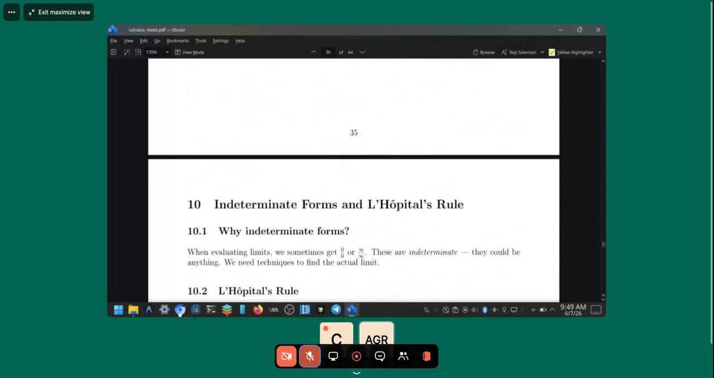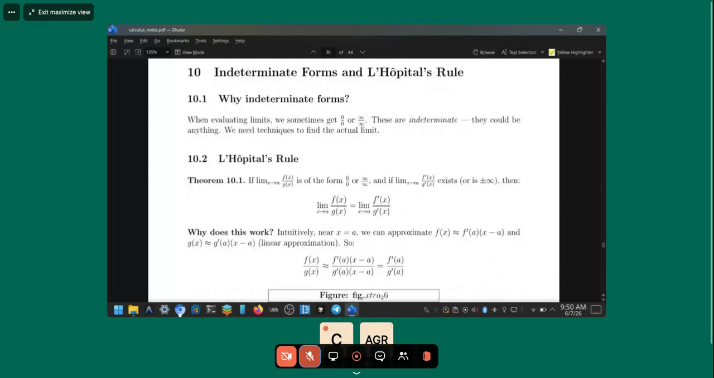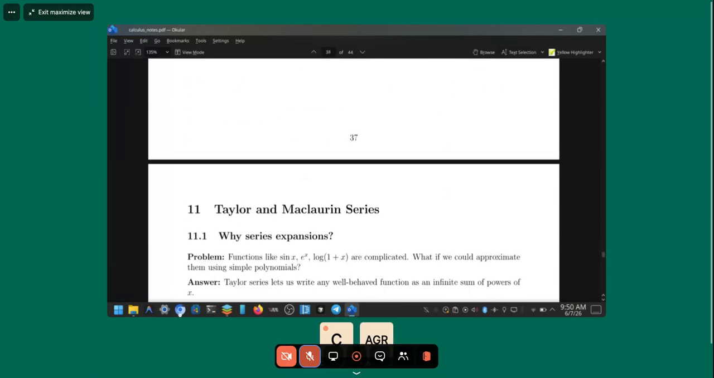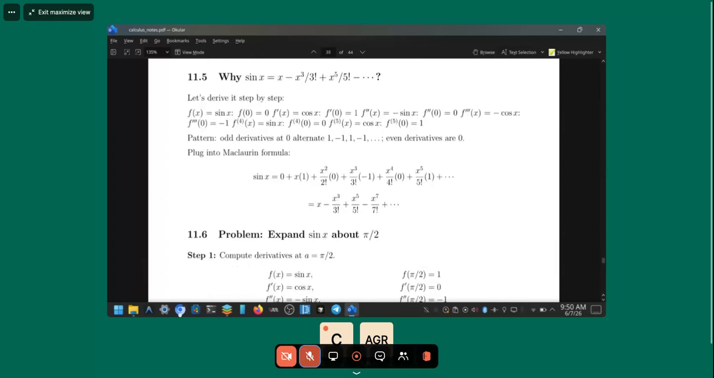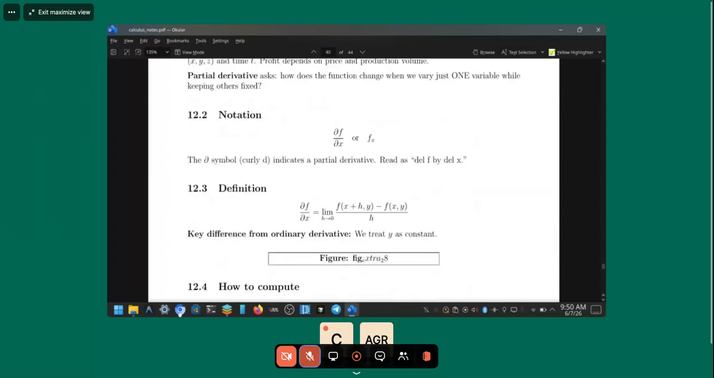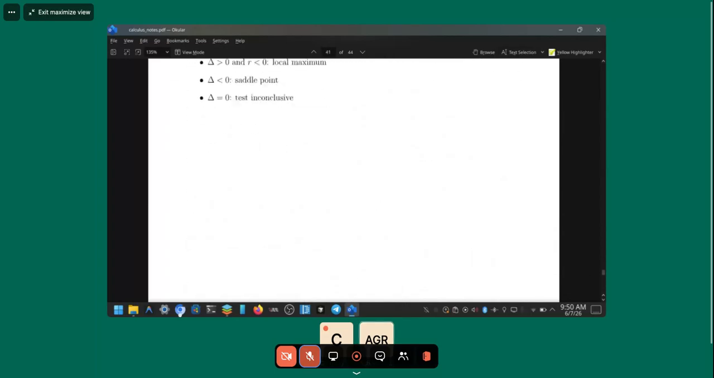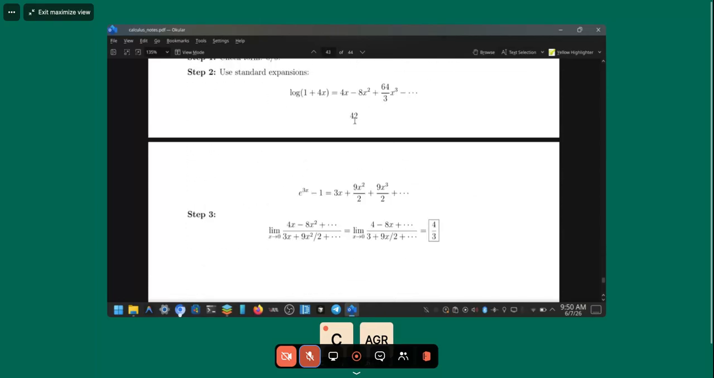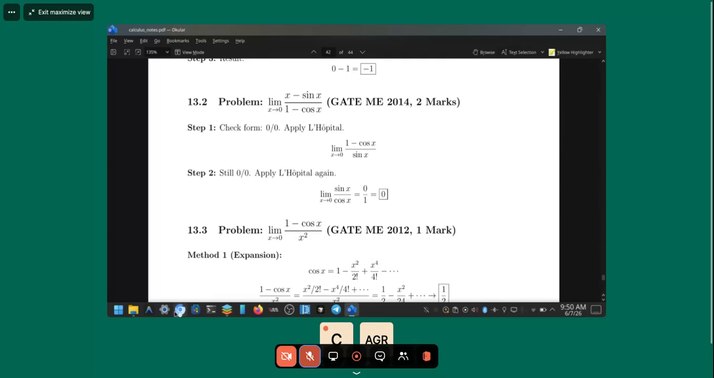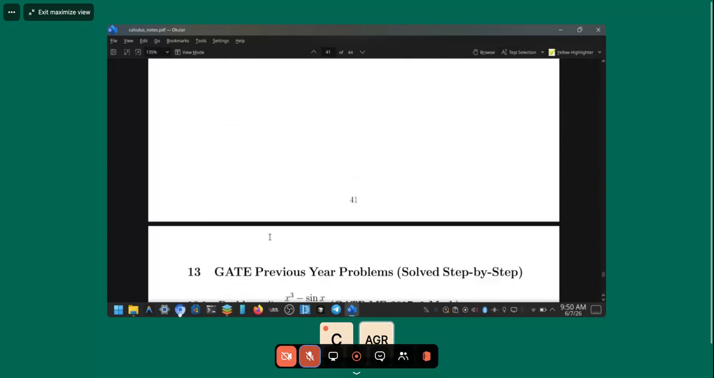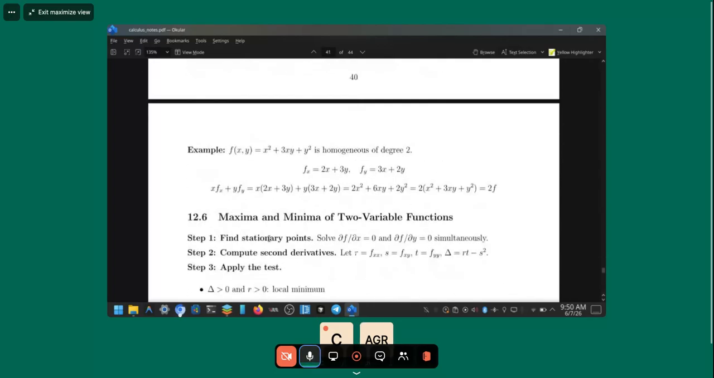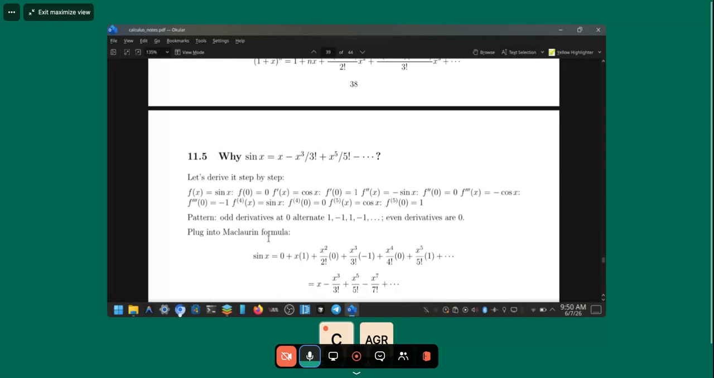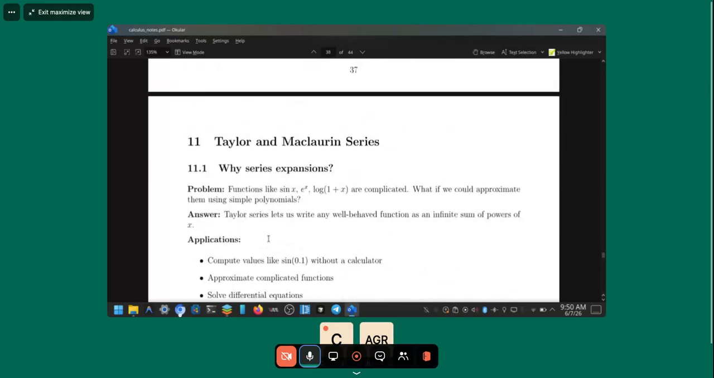In the next section, we'll go for indeterminate forms, L'Hospital's rule, and solving some GATE level questions, Maclaurin series and partial differentiation. These are some previous questions. So next week, we'll go for GATE problems, maxima and minima, partial differentiation, and Maclaurin series.